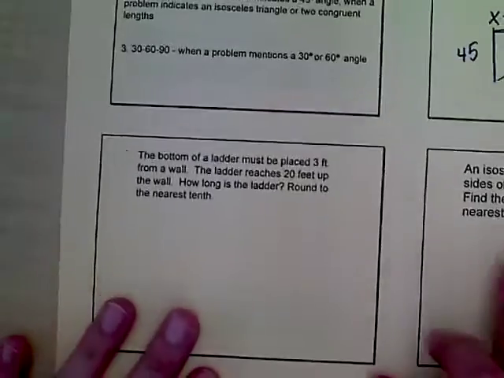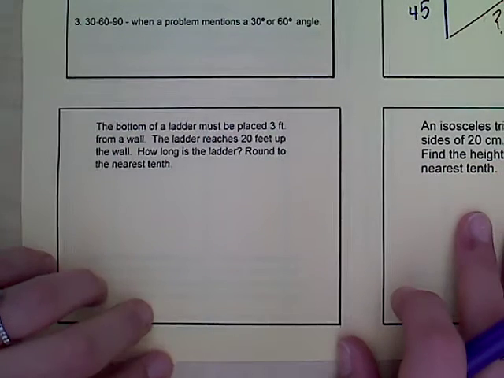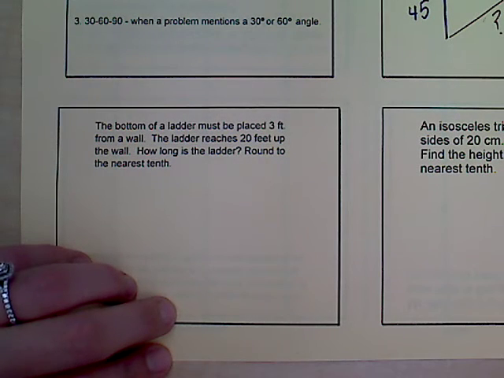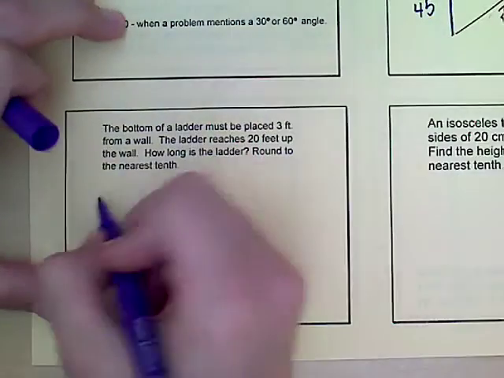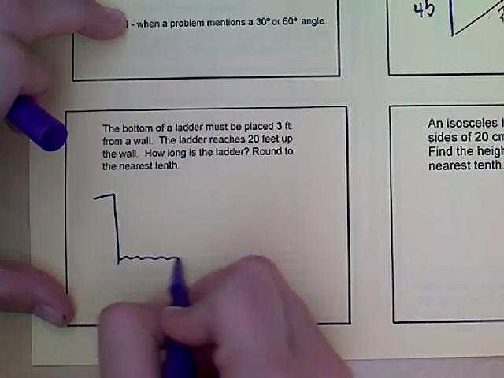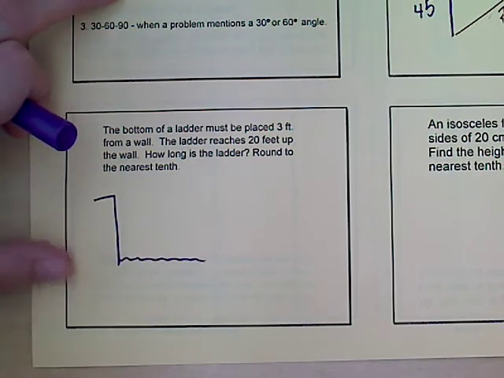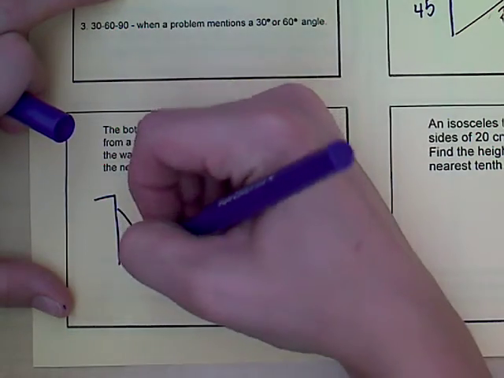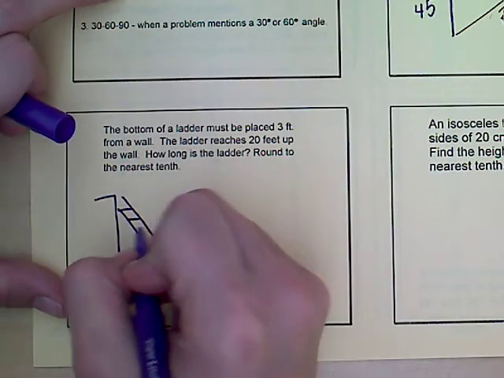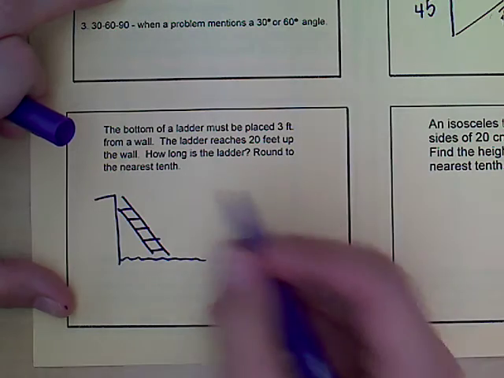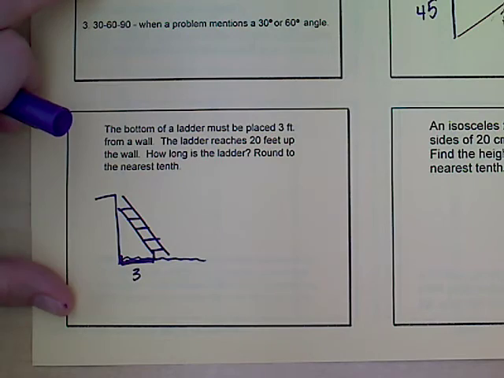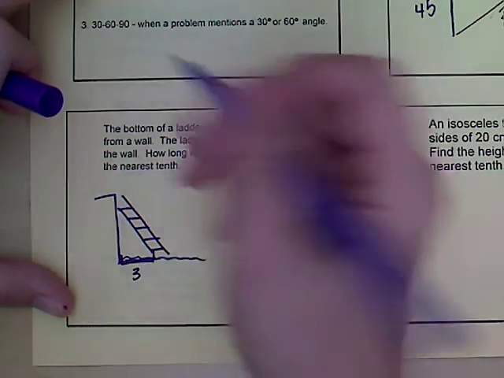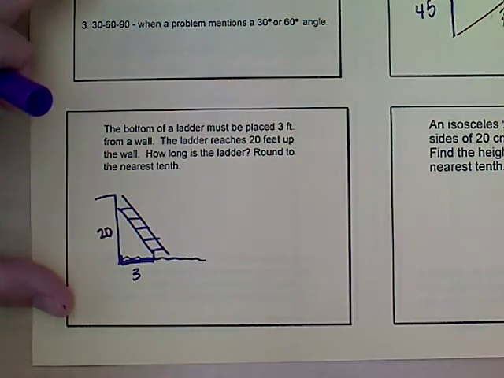All right, the next one says the bottom of a ladder must be placed 3 feet from a wall. The ladder reaches 20 feet up the wall. How long is the ladder? This is like your classic Pythagorean theorem problem. So if we draw a little picture here, I have a wall, and let's just say here's our ground. So the bottom of a ladder must be placed 3 feet from a wall. So if I draw my ladder, looks something like that, and it's placed 3 feet from the wall. The ladder reaches 20 feet up the wall, and we want to know how long is the ladder.